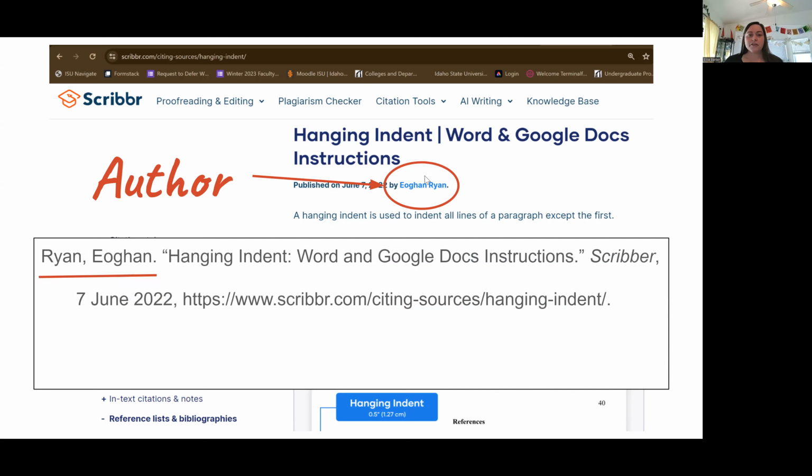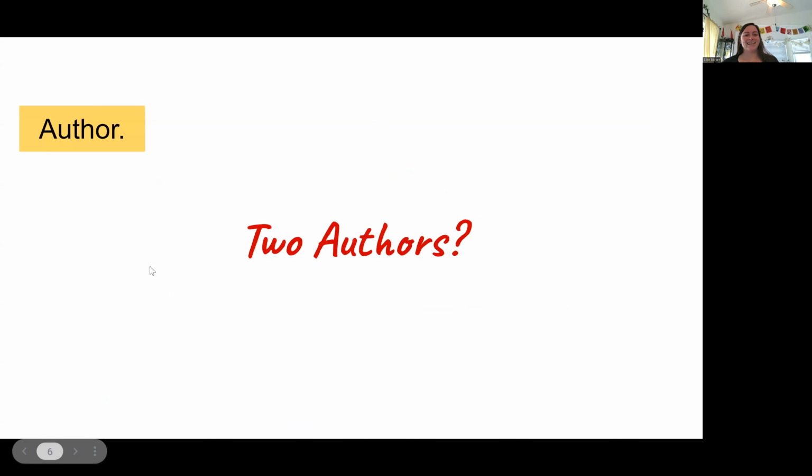When I put this together, I copied and pasted because I didn't know how to spell that name. Because I copied and pasted it, I had to remove all of the formatting, remove the link, and then set it up in this order: Ryan, comma, Ethan, maybe. I don't know. It looks like a Welsh name, so those are hard to pronounce.